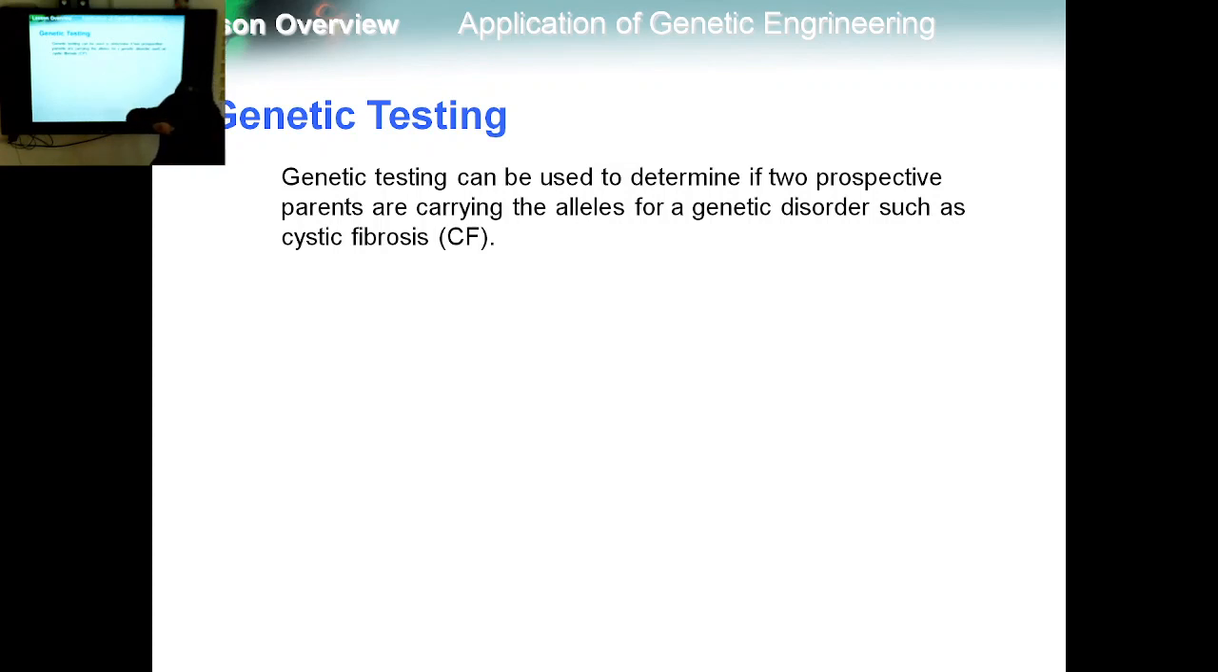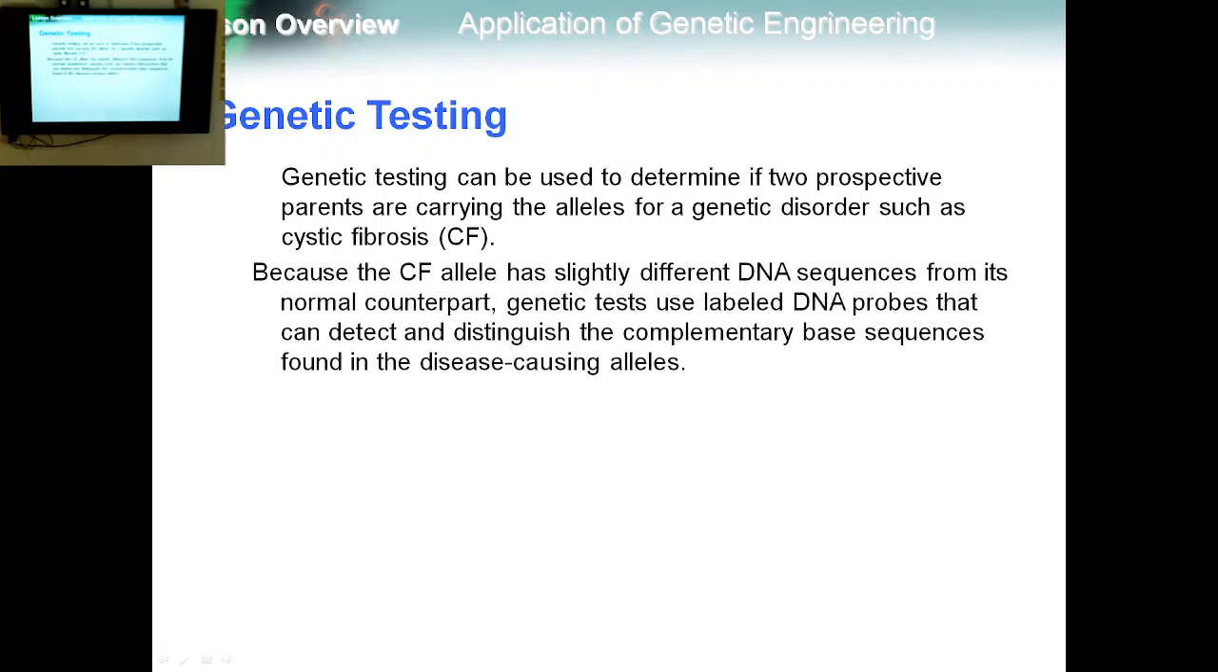As you remember, cystic fibrosis is a disease that shows up after a mutation, a deletion of an amino acid, which is a 3 base pair deletion. The cystic fibrosis allele has a slightly different DNA sequence from its normal counterpart. Genetic tests use labeled DNA probes that can detect and distinguish the complementary base sequences found in the disease-causing allele. So we need to use the labeled DNA probe. The labeled DNA probe here is going to be in 2 colors, okay?